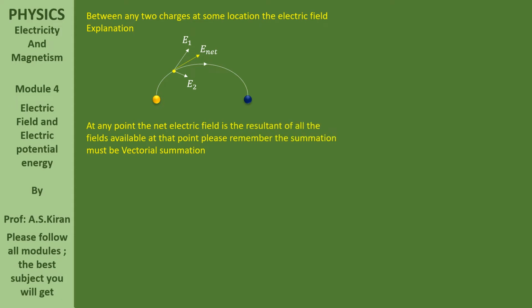Now, at any point, the net electric field is the resultant of all the fields available at that point. But please remember that the summation must be vectorial summation. Never could it be numerical summation, I mean scalar summation. The summation of electric fields must be vectorial summation.